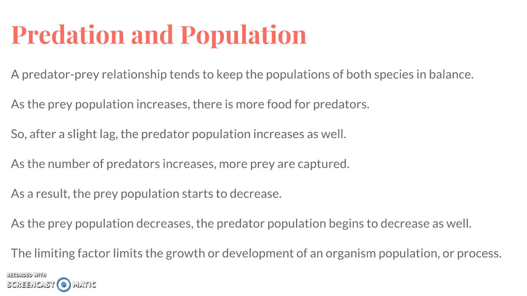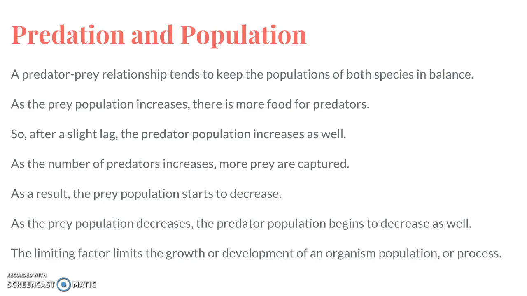Predation and population. A predator-prey relationship tends to keep the populations of both species in balance. As the prey population increases, there is more food for predators. So after a slight lag, the predator population increases as well. As the number of predators increases, more prey are captured. As a result, the prey population starts to decrease. As the prey population decreases, the predator population begins to decrease as well. The limiting factor limits the growth or development of an organism, population, or process.